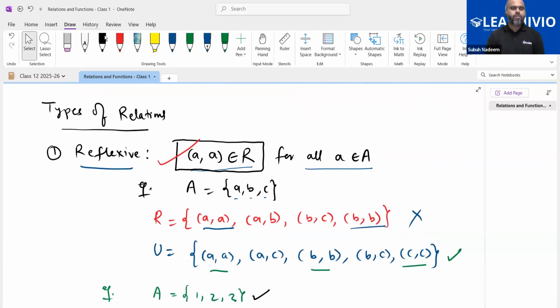Now you can write it from here. I am scrolling it down now.